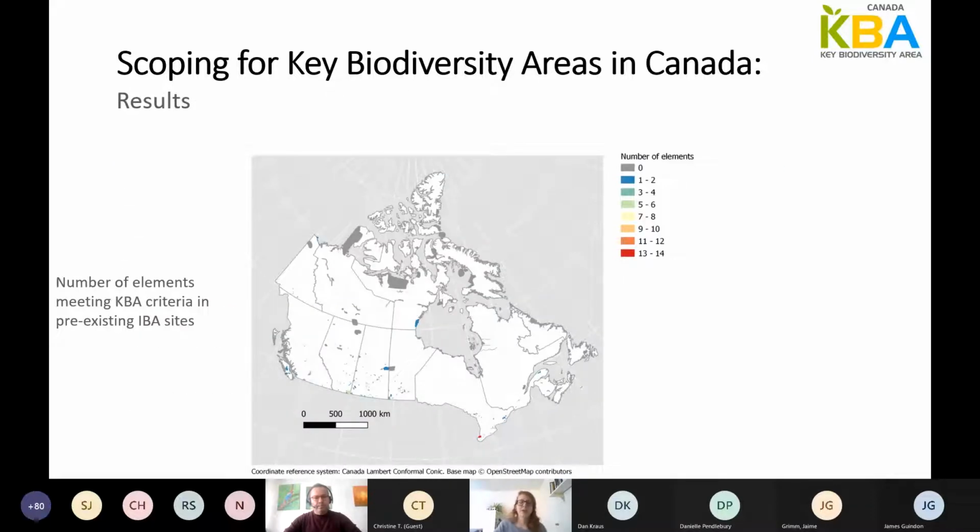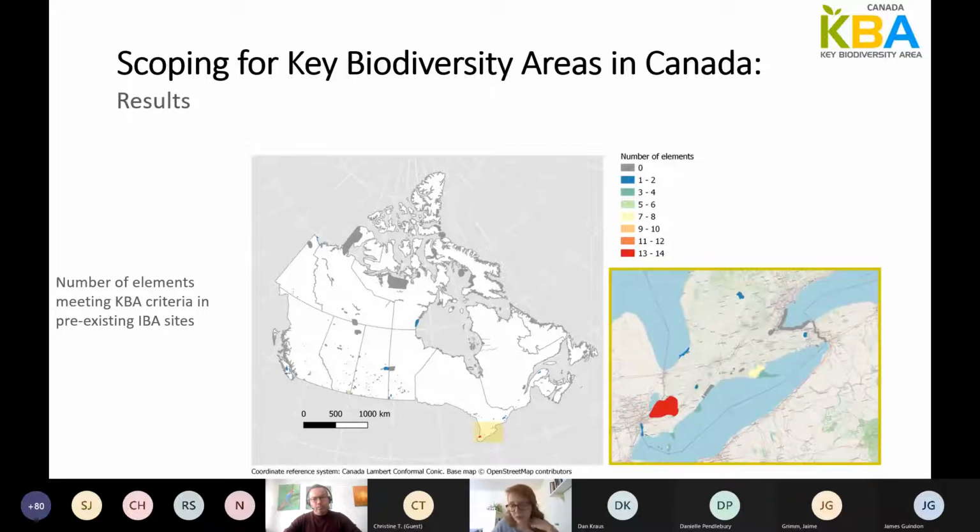Some quick results. This is a national scale map. I'll show you zoomed in areas in a little bit because it's hard to see at the national scale. But just to give you a sense, we're looking at the number of elements, so species and infraspecies, that met KBA criteria in pre-existing IBA sites using these methods. The different shapes are existing IBAs, and the different colors show the number of elements from 0 to 14. You see that some of the northern IBAs have fewer species, and you can already tell from the national map that there are bigger hotspots in the southern parts of the country.